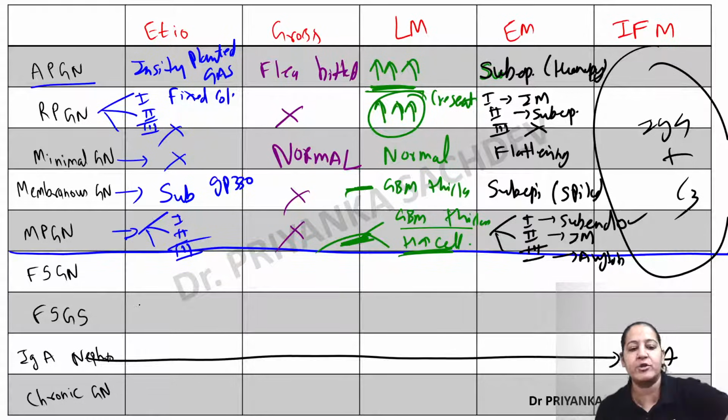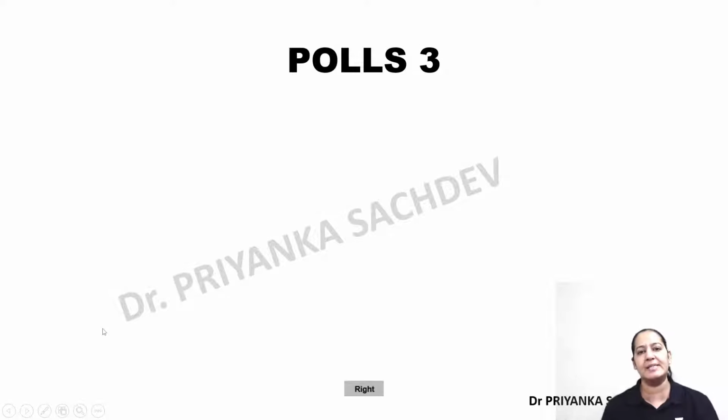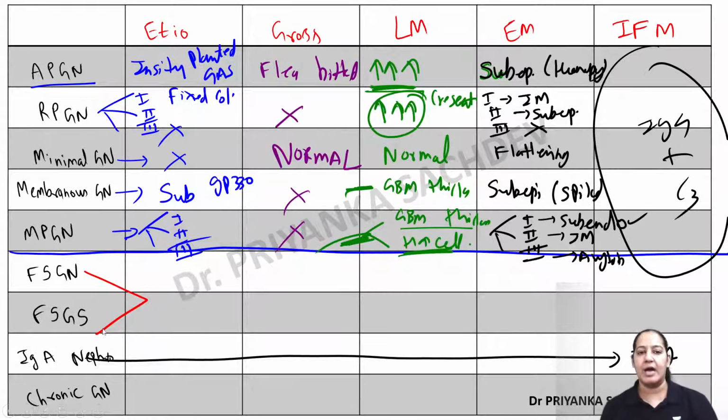Now the next two I will take together, FSGN and FSGS. It's very easy. Before that, I would like to launch a few polls. Are you ready for the polls? You have to learn the age, prognosis. One more column you have to add here is the clinical features.